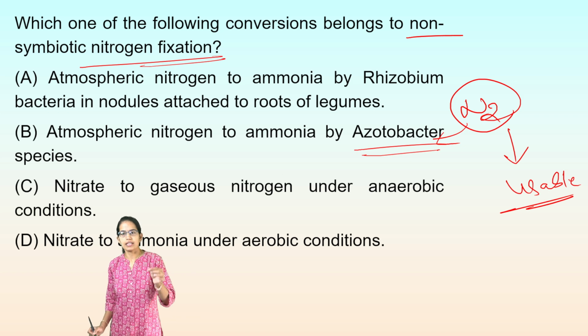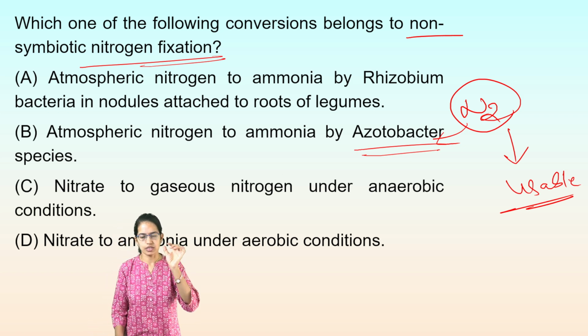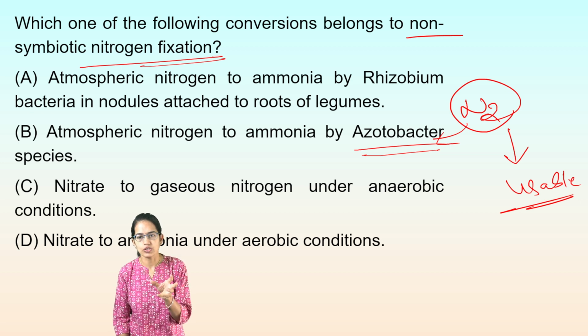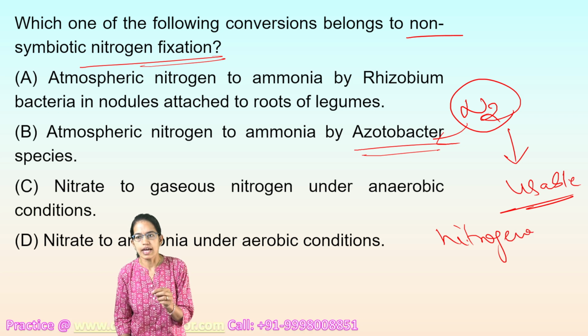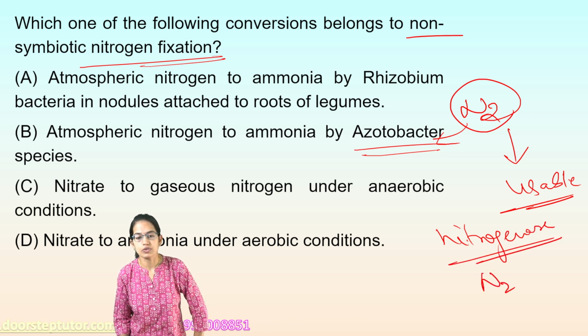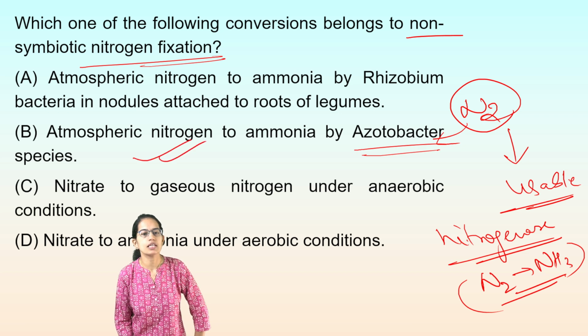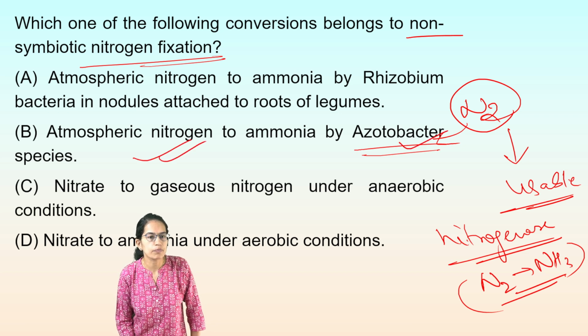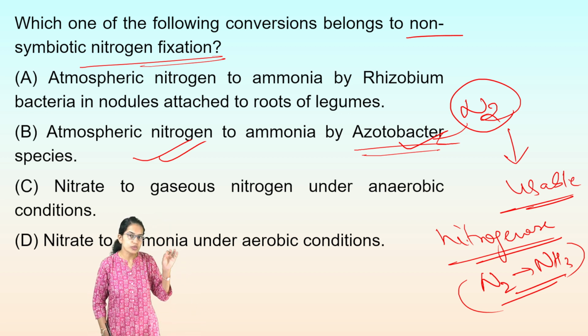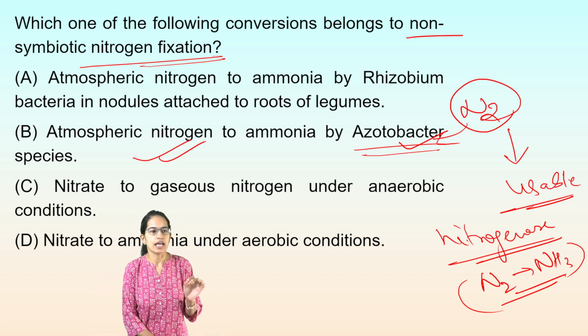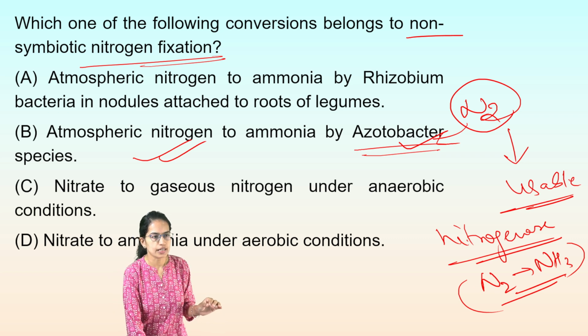So this ability for microorganism to actually release an enzyme which is called nitrogenase that converts atmospheric nitrogen into ammonia through a non-symbiotic relationship is seen by Azotobacter. So B becomes the right option. The most important key thing here is that it is non-symbiotic in relation.